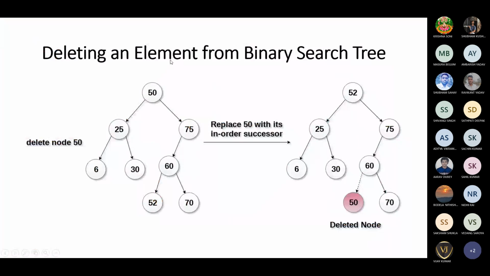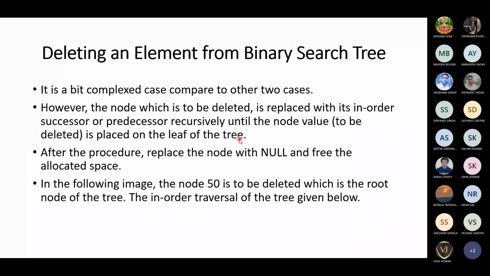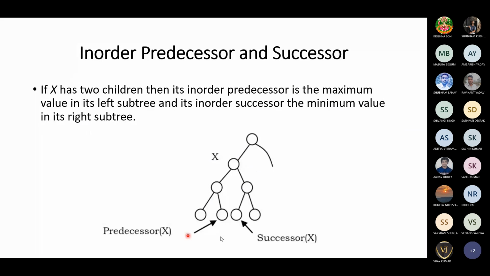Deleting an element from the binary search tree. Suppose you want to delete an element 50, the root node. What you will do here is replace it with the in order successor. What is the in order successor? So the predecessor and successor are like this.